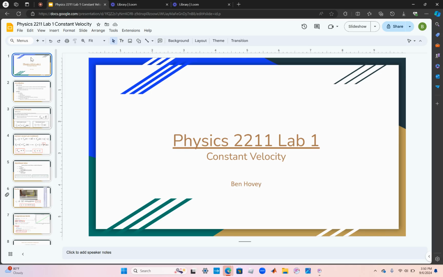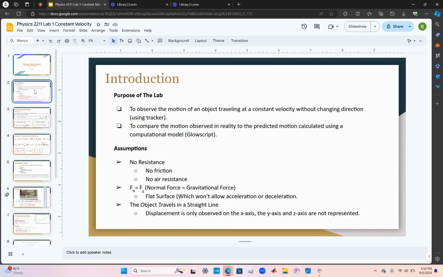My name is Ben Hovey, and this is my Physics Lab 1, which is about constant velocity. The purpose of this lab is to observe the motion of an object, in this case a roll of tape, traveling at a constant velocity without changing direction. Then I will compare that motion observed in reality to the predicted motion calculated using a computational model.